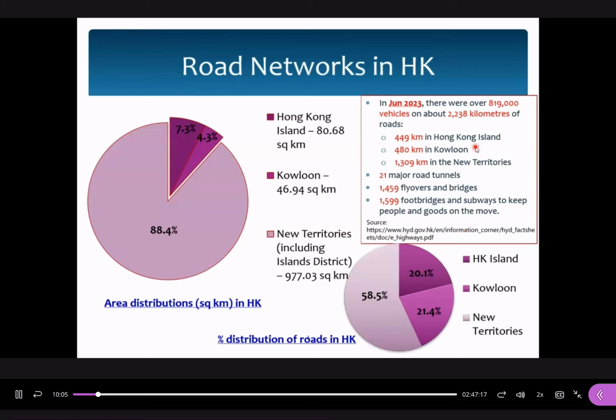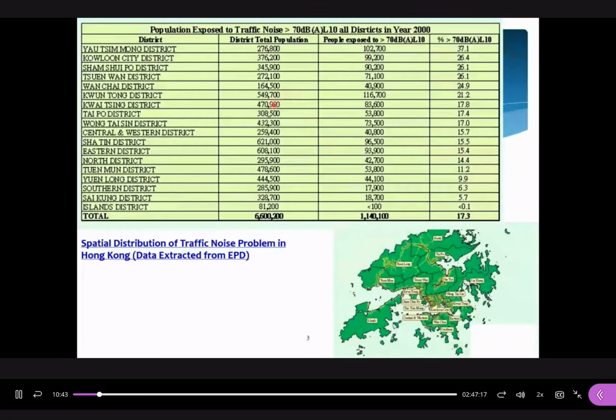This is the distribution, because in Hong Kong we are mainly divided into three major parts: Hong Kong Island, Kowloon and the New Territories. When you refer to this, almost half of the kilometers are in Hong Kong Island and Kowloon. You can see that the distribution amongst the three areas is not equal. That's the major problem, especially the traffic congestion problem, mainly in Hong Kong Island and Kowloon.